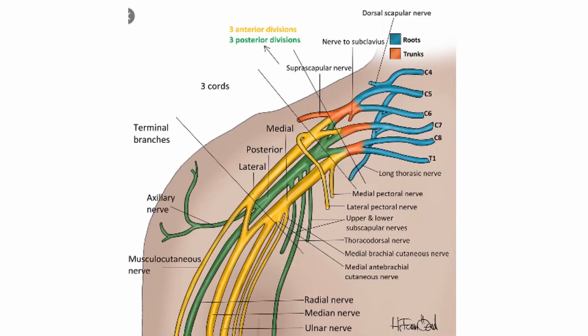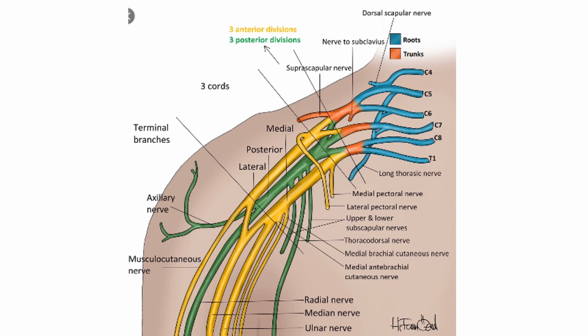This is a diagram of the brachial plexus. The brachial plexus is made of ventral rami. There is no dorsal ramus that shares in the formation of a plexus, as plexuses are made by ventral rami of spinal nerves. The brachial plexus is made of roots C4, C5, C6, C7, C8, and T1.